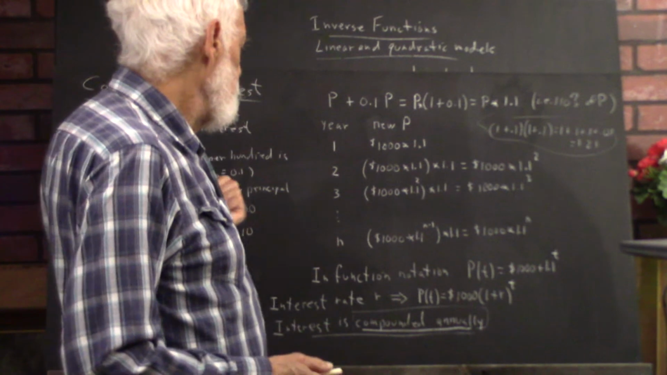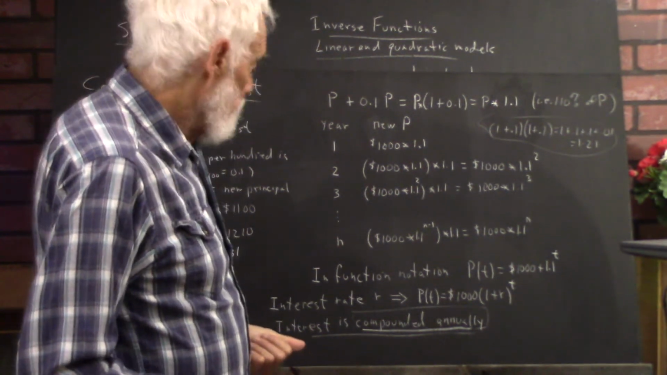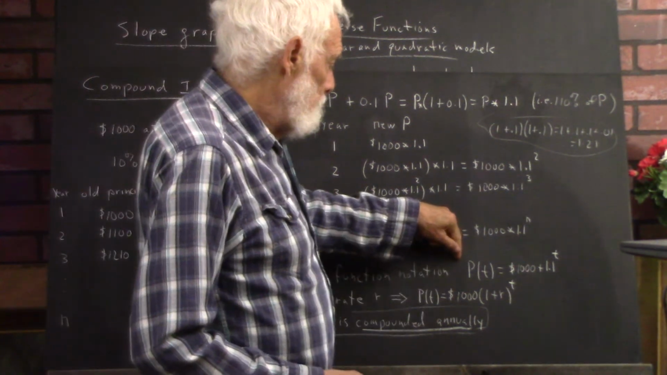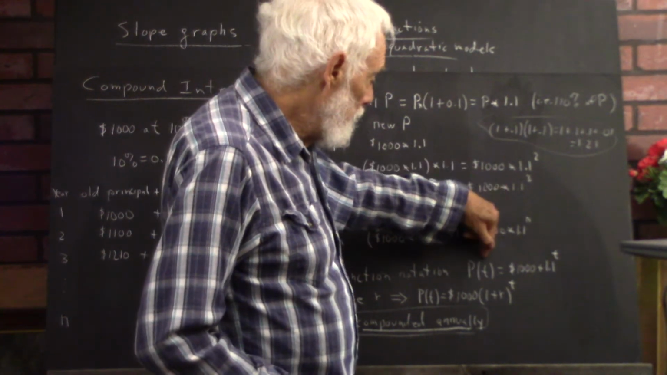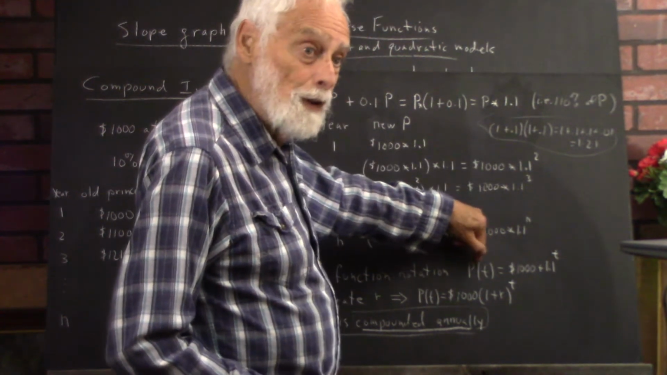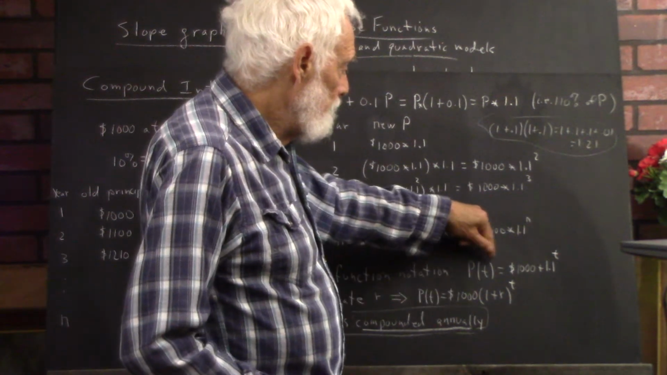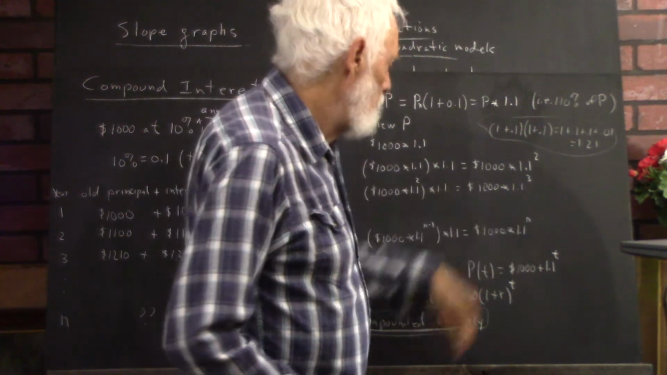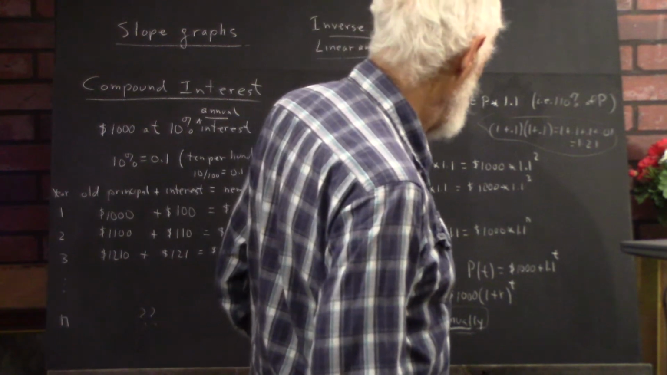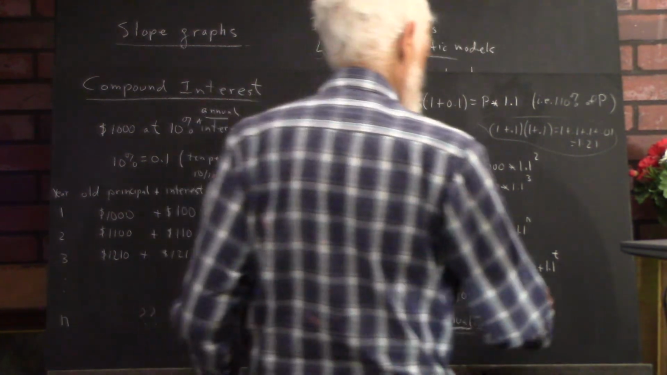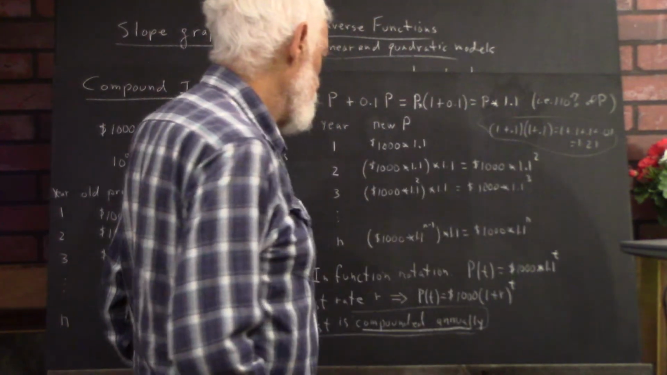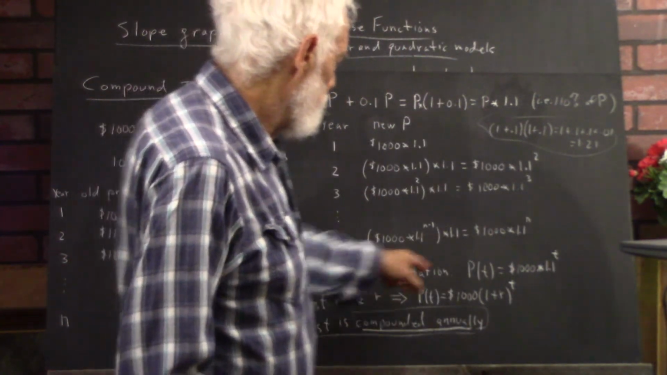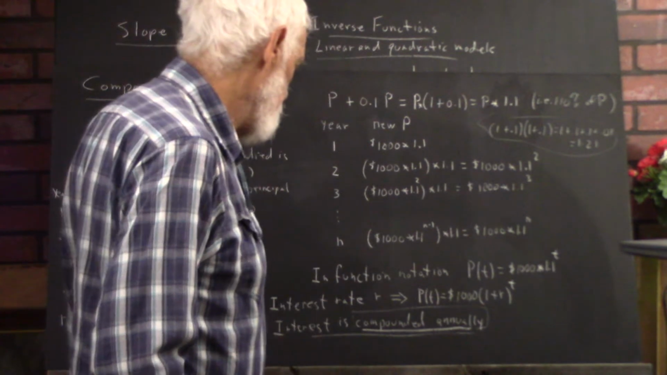Okay, so now in function notation, we can say that P of t, that's not P times t, that's P evaluated at time t, function notation. P of t is 1,000 times 1.1 to the t. It looks like I made a bad multiplication sign there. It looks like plus, so we better fix that. Okay, 1,000 times 1.1 to the t.